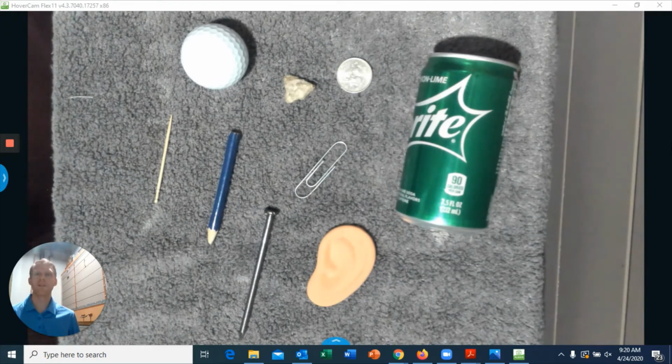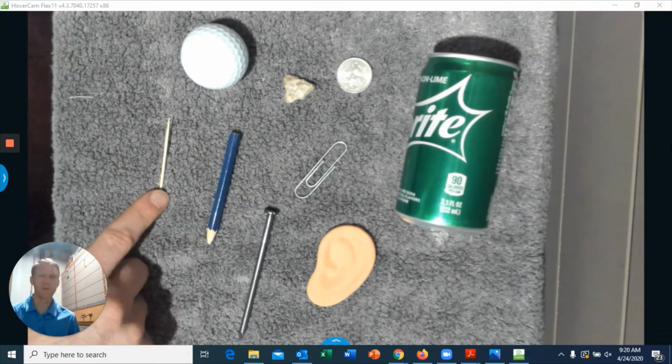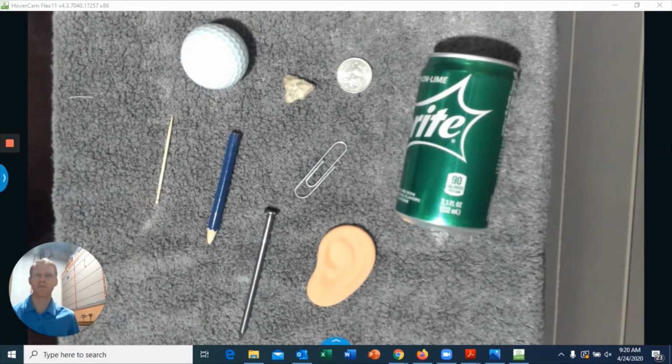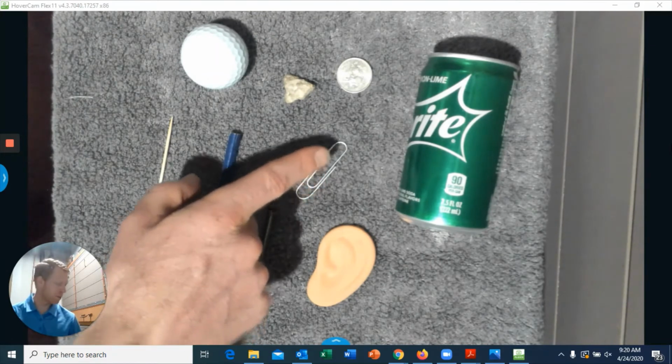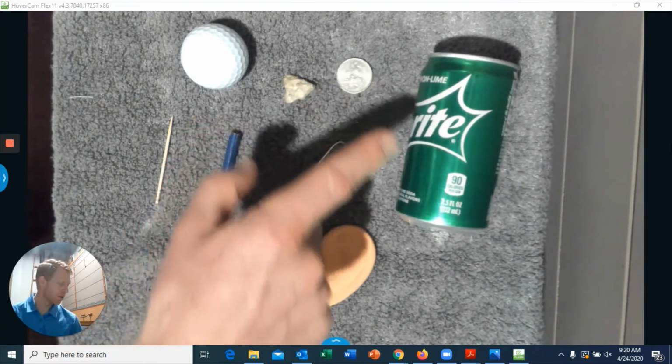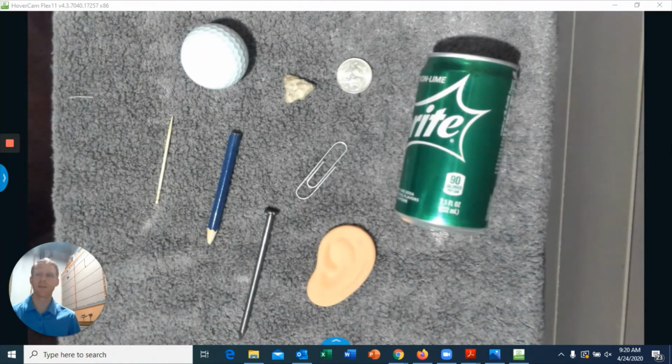Now, what about their material? The pencil and the toothpick are both made out of wood. The nail, the paperclip, the coin, and the soda can are all made out of types of metal. So we could group those different groups together.